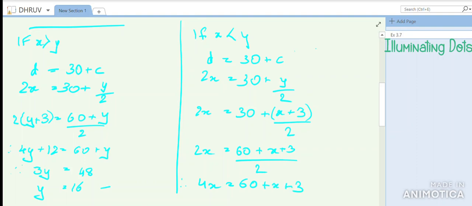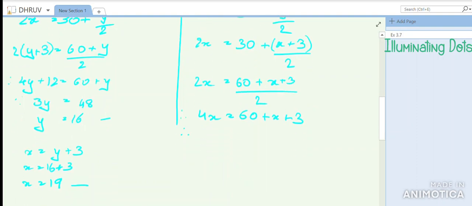So therefore x from here goes here, so it becomes minus. So 3x is equal to 63. So therefore x is equal to 21. Remove 3 from both the sides. So I got the value of x.